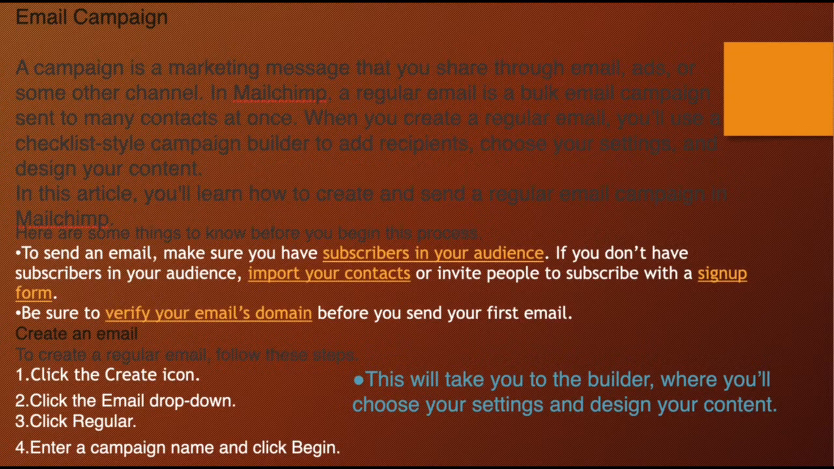To send an email, make sure you have subscribers in your audience. If you don't have subscribers in your audience, import your contacts or invite people to subscribe with a sign up form. Be sure to verify your email's domain before you send your first email. Now create an email. To create a regular email, follow these steps. First, click the create icon, click the email drop down, then click regular, enter a campaign name and click begin. This will take you to the builder where you will choose your settings and design your content.